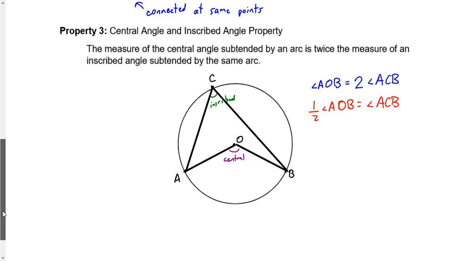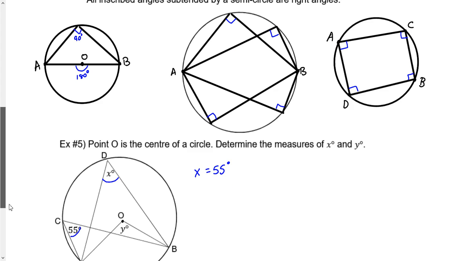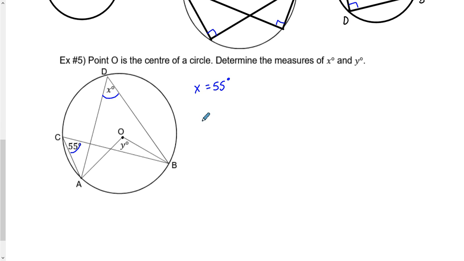We go back to property 3. All inscribed angles are half the size of the central angle. So if you double whatever this is, you get what your central angle is. So if we know that our angle here and our angle here are 55, this angle is going to have to be twice the size. So 110. And done.